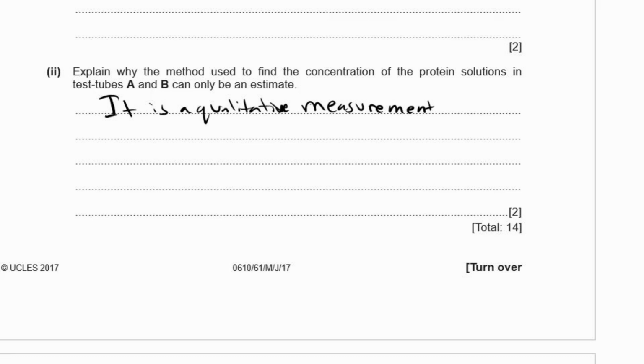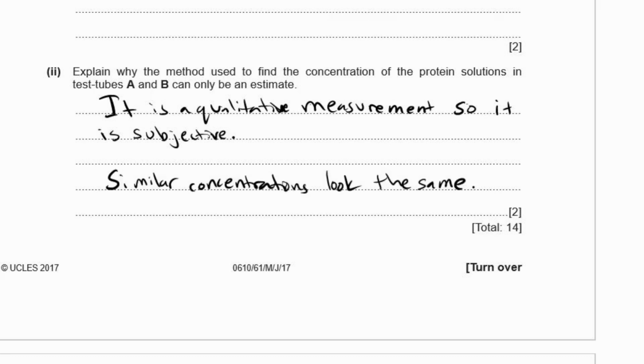And because you're just trying to judge a color, you're looking at it by eye saying, oh, that's kind of darker than that. It means it is a subjective measurement. So it is a qualitative measurement, so it is subjective. You can also say it is judged by your eye rather than a specific way to measure it. So that's another way of saying it's subjective. Okay, another reason why it can't be accurate is because similar concentrations look the same. So you can't judge between ones that look the same. So it is a qualitative measurement, so it is subjective, and similar concentrations look the same.